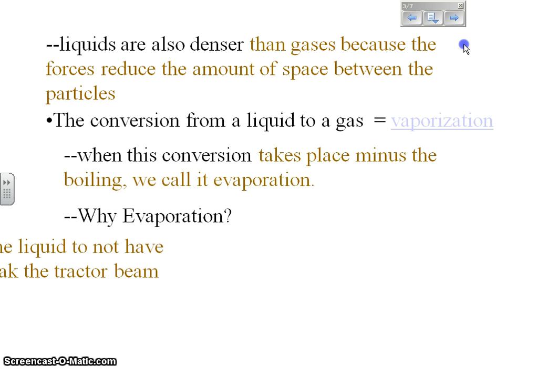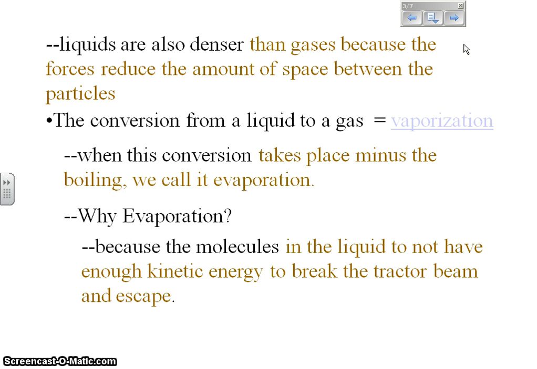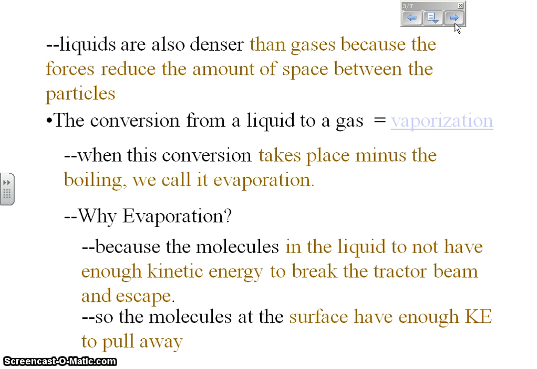Why is it evaporation? Because the molecules in the liquid do not have enough kinetic energy to break the tractor beam and escape. They are held in that place. They get a little bit of energy, but they can't pull away from the other particles. But the ones that are on the top or the surface, they do have enough kinetic energy to pull away, and they end up doing so, and that is why evaporation takes place.